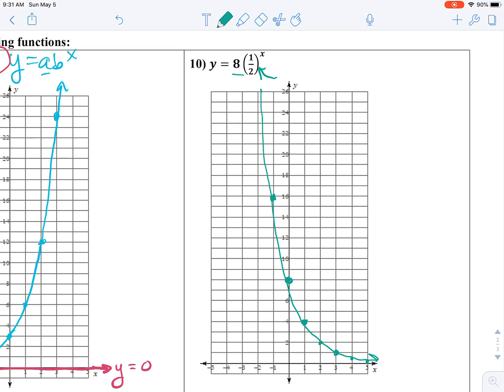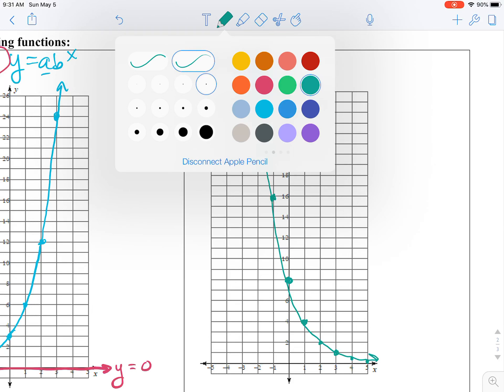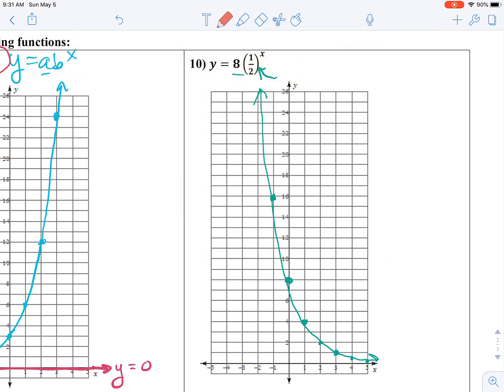Now, once again, we're going to have an asymptote, and it's important to label your asymptote. So my asymptote in this case, once again, is at y equals 0. And it means that it's where my graph will approach but never reach.